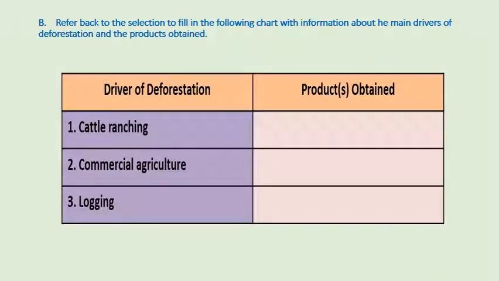Now, you will have a lot of this in your quizzes and in your tests. You would have to go back to the paragraphs in order to fill in information from the text. Driver of deforestation, cause of deforestation, cattle ranching. What are the products obtained? Beef and leather, mostly, that's what they mentioned. Commercial agriculture, of course, soy, sugarcane, rice, the ones mentioned in the text. Logging, what you get for logging? Wood, timber. So those are the answers for this part.